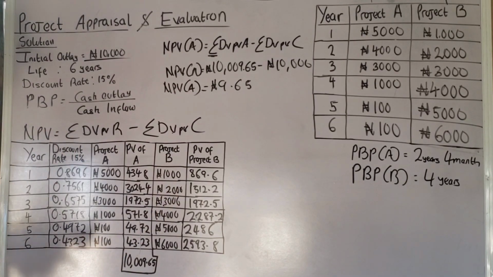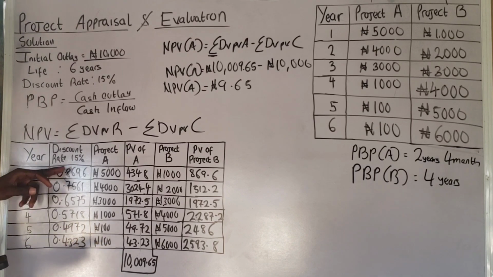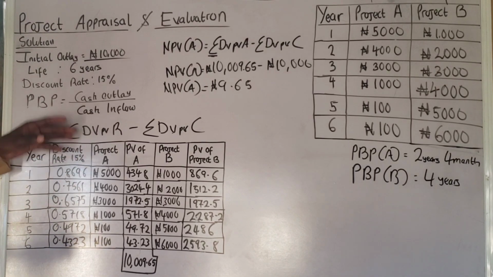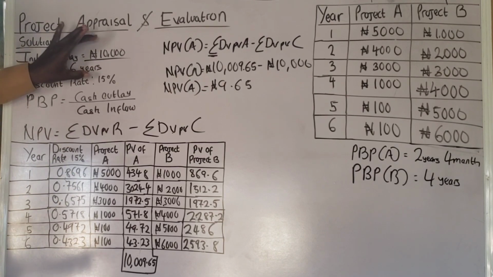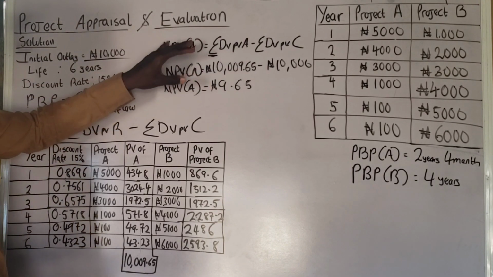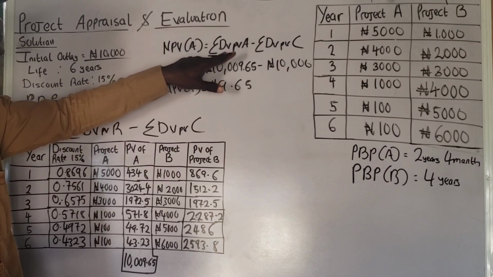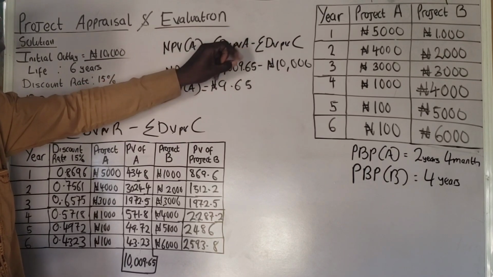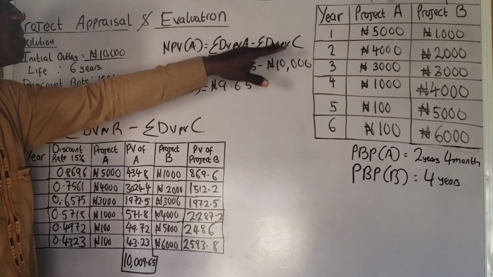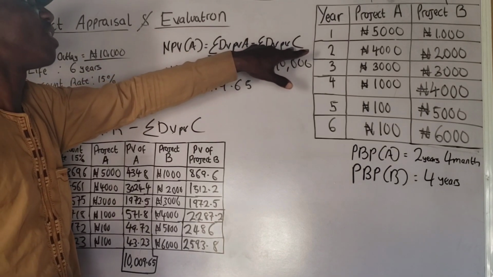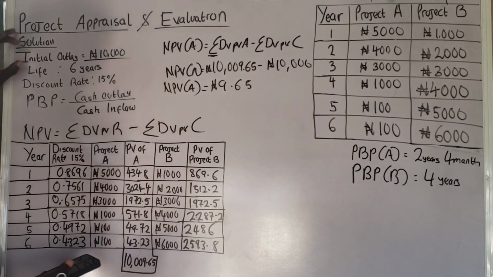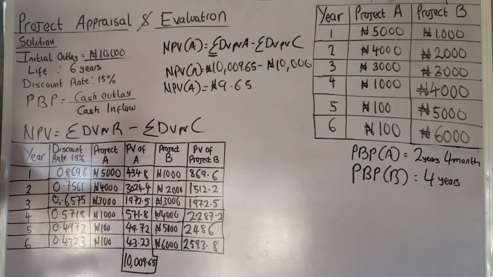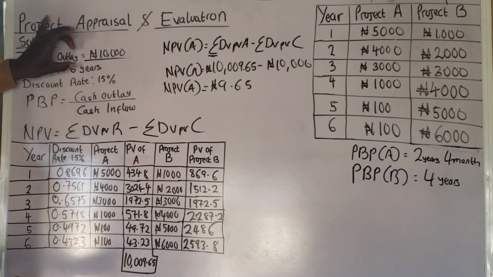Do you understand? And the reason why we don't take the product of the discount rate of 15% for the initial cash outlay is because the formula says we should take the difference between the sum of the product of the discount value and the income stream of project A, minus the cost of project A, the initial cash outlay. The cash outlay is also the same thing as the cost. So the cost is 10,000 naira.